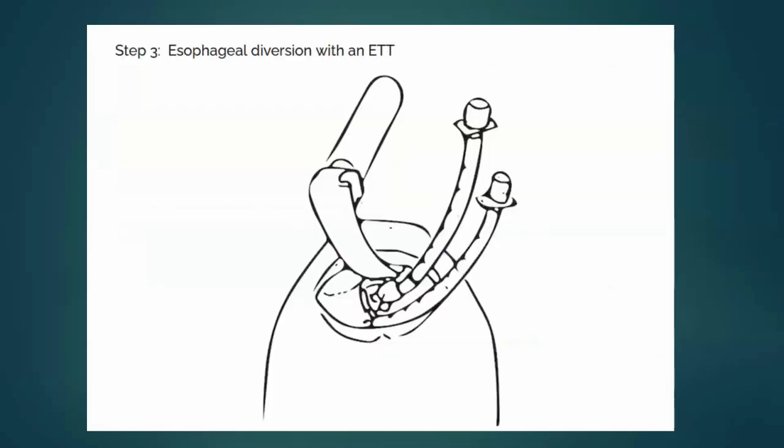And this is just an image speaking to that esophageal diversion. So you can see that there's one endotracheal tube that's gone down into the esophagus. It's been inflated. It's hopefully creating some diversion, some sort of blockage, and then they're performing a normal intubation with another ETT.